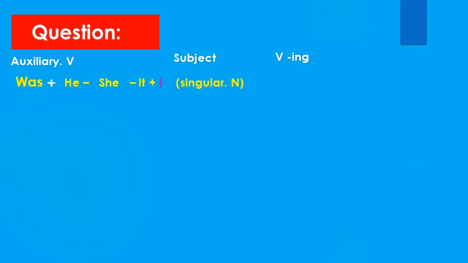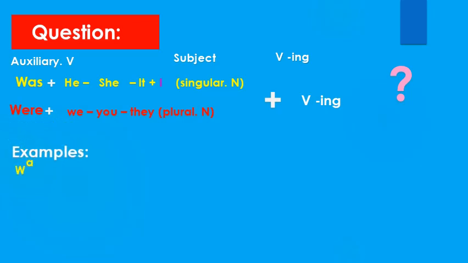Okay guys, now let's move to the question form. Just here we replace the subject and the auxiliary verb. So here we add at the beginning the auxiliary verb or helping verb with subject and verb ing. So here you have was with he, she, it, and I or any singular noun. And here we have were with we, you, they, or any plural noun, all of them with verb ing. And don't forget the question mark.